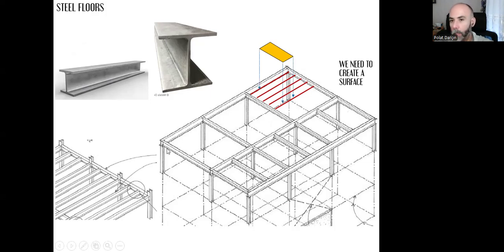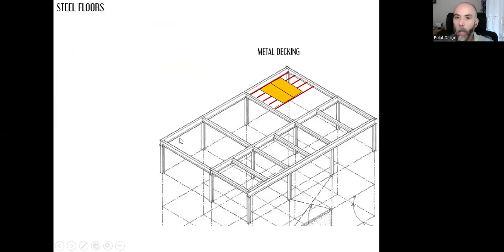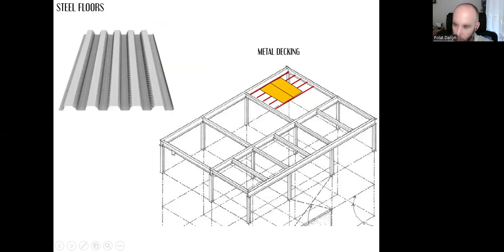Now I can place my boards easily and they won't fall down. These girders will support that board. And with those boards, I can have my floor. That's what we call a metal decking. And if I want, I can use steel sheets for these boards.